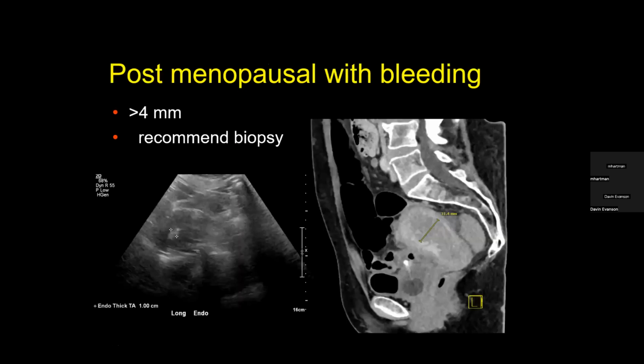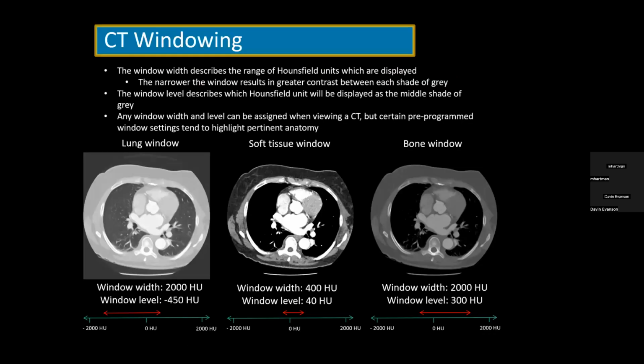This case just came up today. Postmenopausal female with bleeding. We're thinking about endometrial cancer. This is a great number to know. If the endometrial stripe is greater than 4 millimeters, here on the ultrasound, it was 1 centimeter. And on the CT, a couple of months had passed, and it's gone up to 3 centimeters. So this was an advanced endometrial cancer. We recommend biopsy. This indeed was endometrial cancer, but remember that number, 4 millimeters.